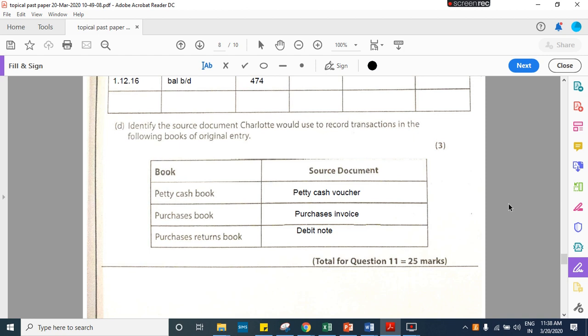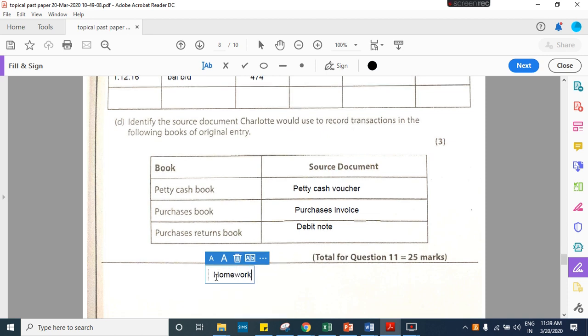Now we have completed till page number 23. And I'm giving you homework to complete from page number 24 to 29. I'll be sending the answers once you all are done and have uploaded the work in Google Classroom. Thank you.